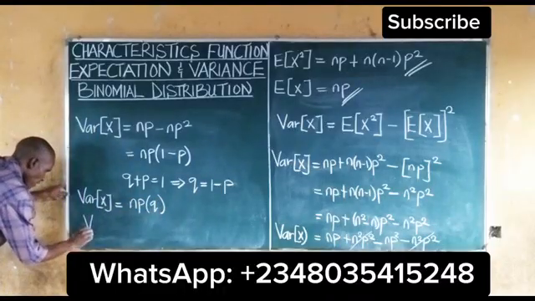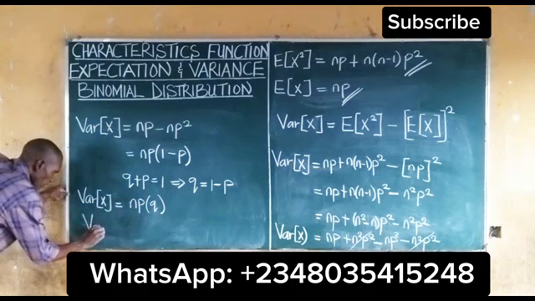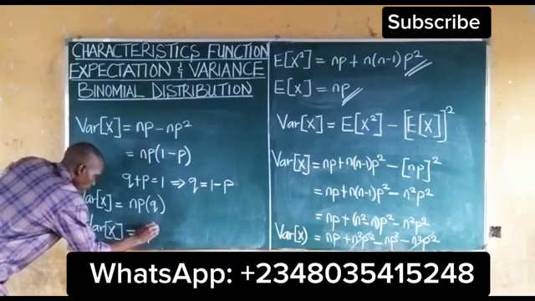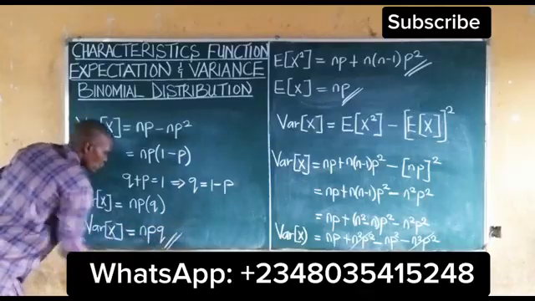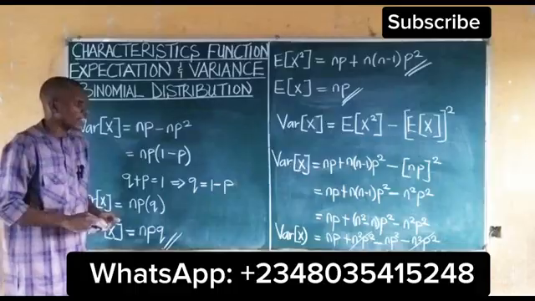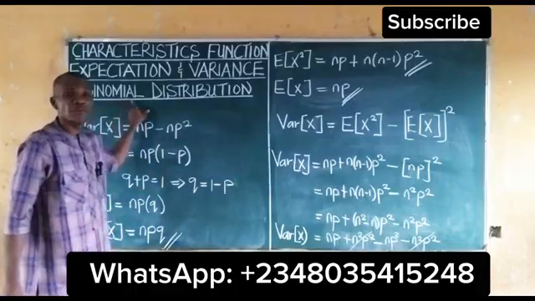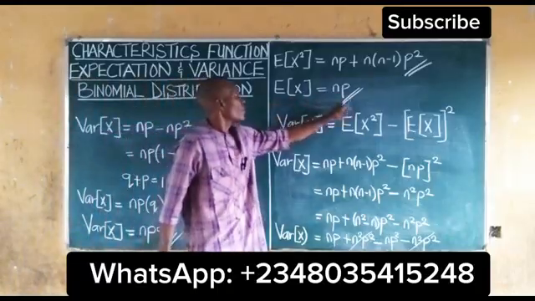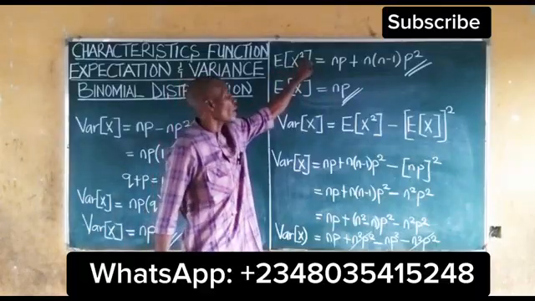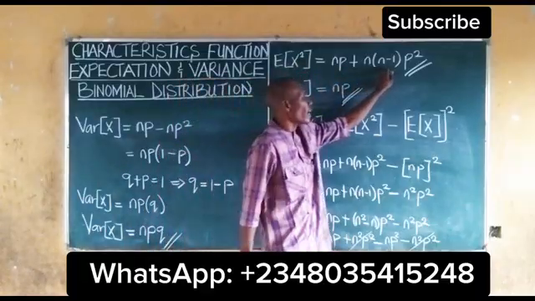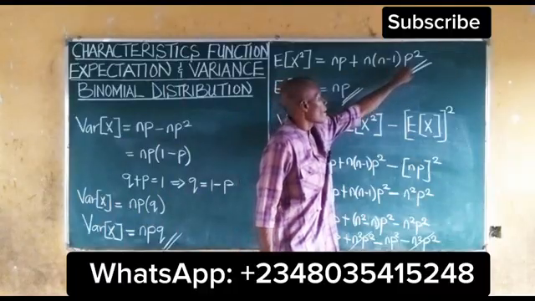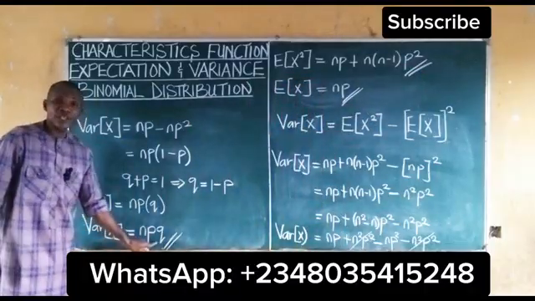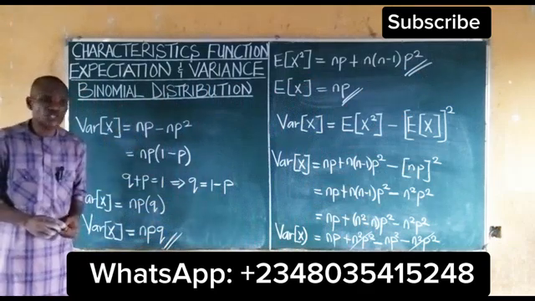That means that our variance of x is equal to npq. So this is how to obtain the characteristic function for the binomial distribution. We have our expected value of x to be np. We have our expected value of x squared to be np plus n into n minus 1 multiplied by p squared. And we have the variance to be npq for that of the binomial distribution.